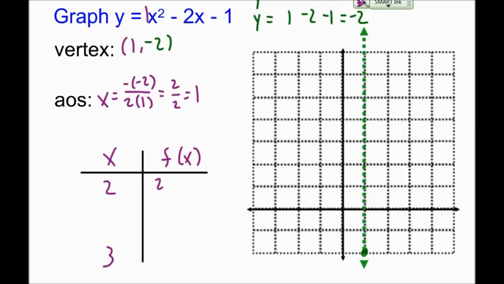So I'm going to find f of 2. Basically what happens when I plug 2 into this equation? Let's see. 2 squared, and then negative 2 times 2, minus 1. Well, that's 4, minus 4, minus 1, and that gives me a value of negative 1. So I now have the ordered pair 2, negative 1.